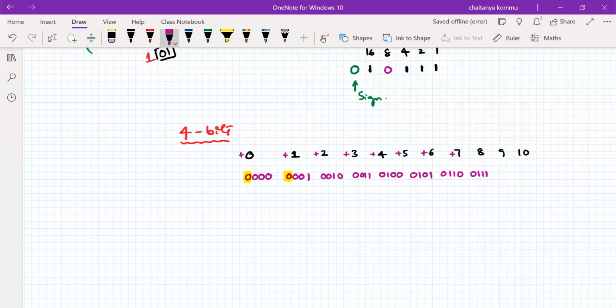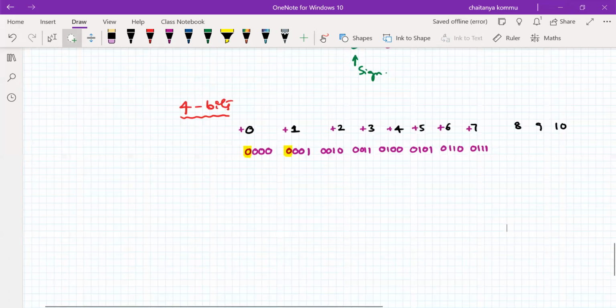8 cannot be represented. Please remember that 8 cannot be represented. If you want to have 8, 4 bits are not sufficient. Agreed? 4 bits are not at all sufficient. Fine. So therefore on the right hand side, this is the only possibility.